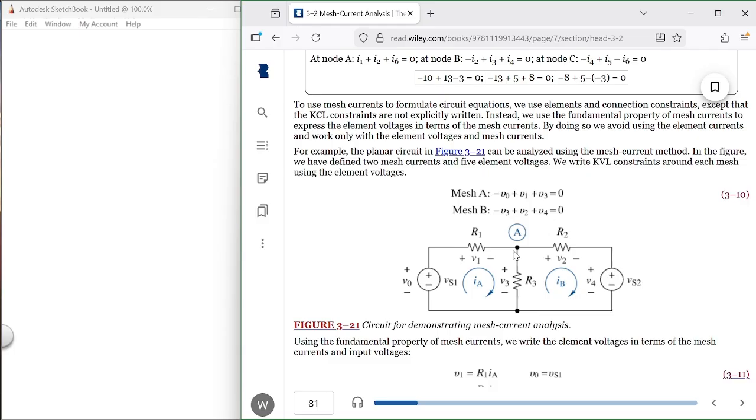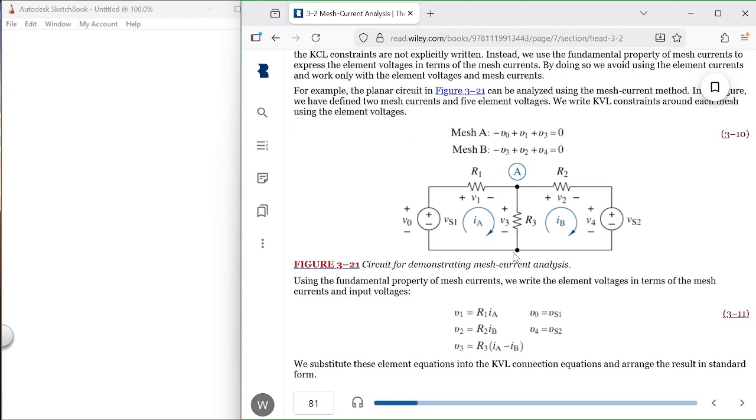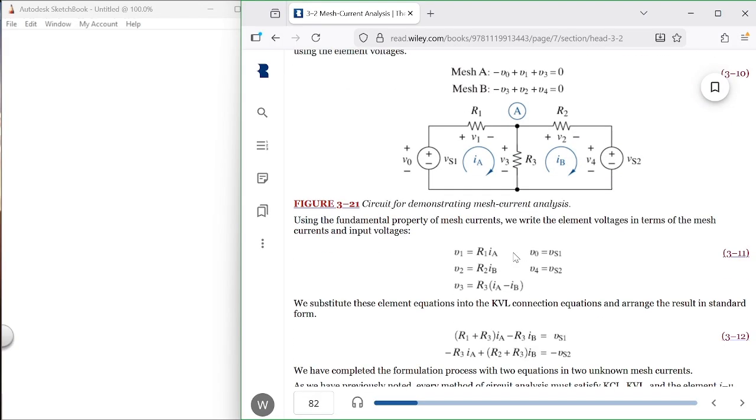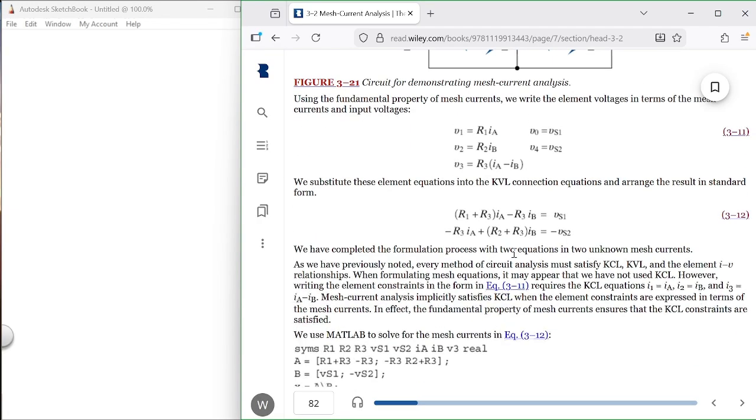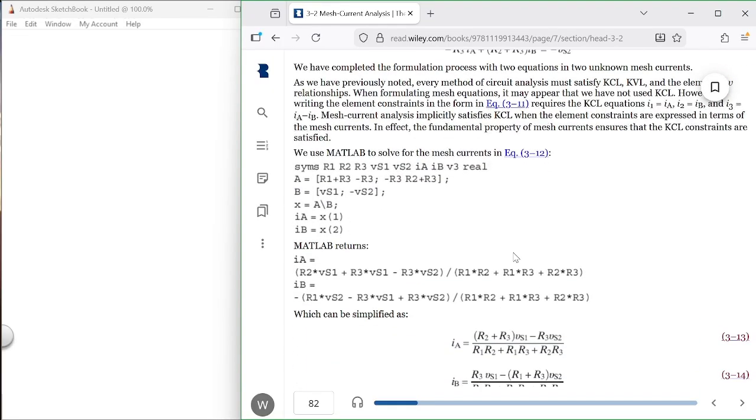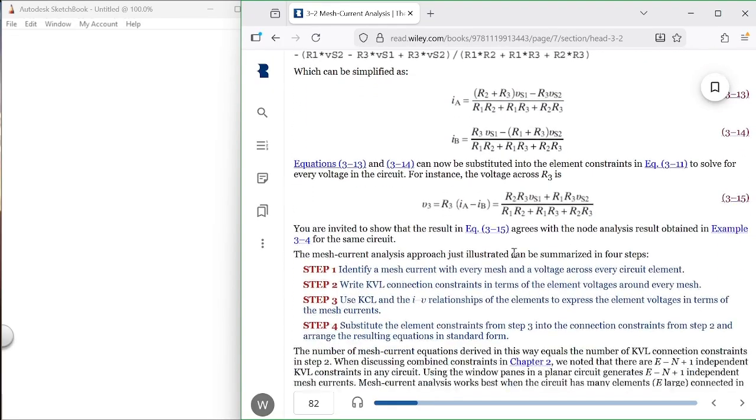Why is mesh easier than node? Because you do not have to deal with messy denominators. Node, you have to deal with messy denominators. Mesh, you do not. So it's a much better, much easier approach than node. Okay, mesh analysis.